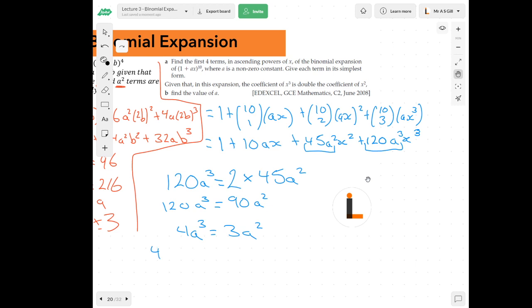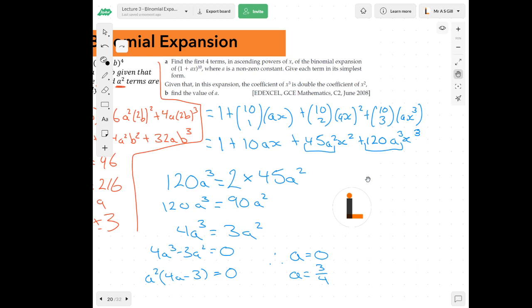So we get 4a cubed minus 3a squared equals 0. And then I'm going to factorize out a squared. So we're left with a squared and then 4a minus 3 equals 0. So therefore, from algebra, from lecture 1, we get two solutions. a is equal to 0 and a is equal to positive 3 over 4.